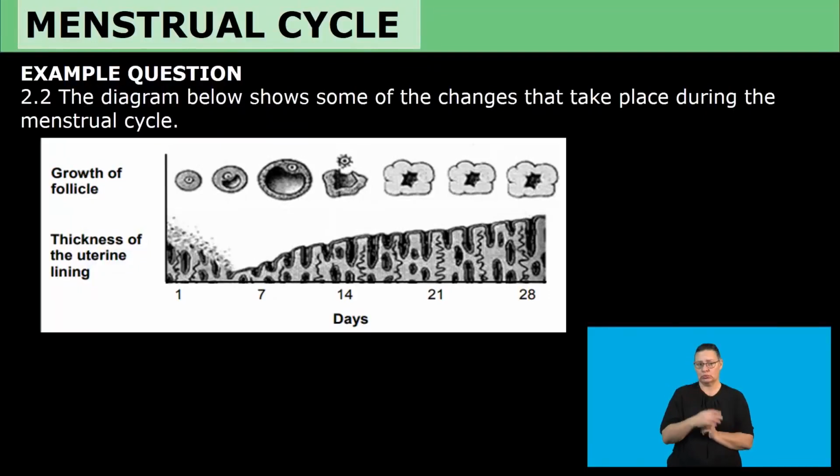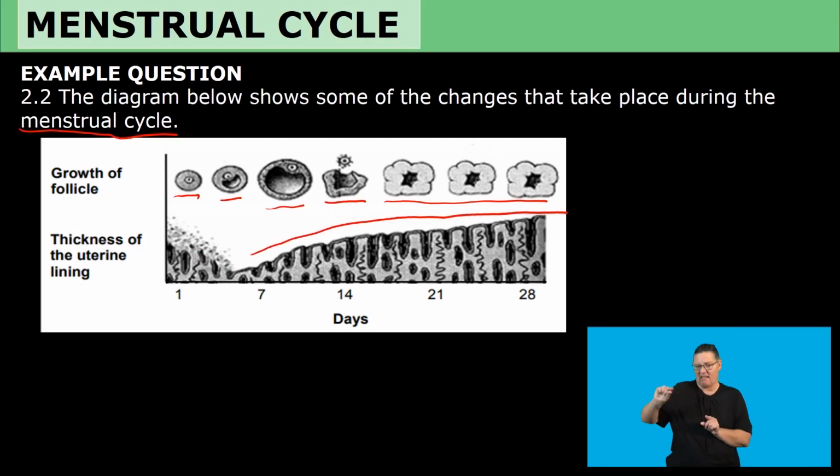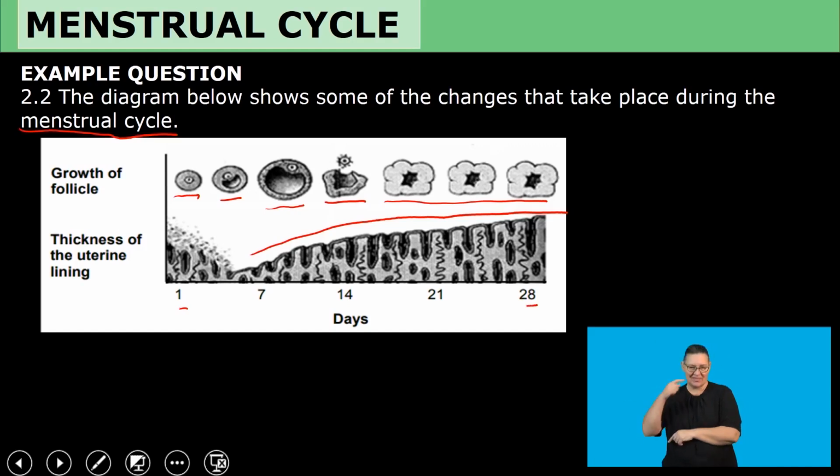We've got an example question. 2.2. The diagram below shows some of the changes that take place during the menstrual cycle. I want us to check this. So we've got our follicles. We have discussed this. That's the Graafian follicle. This is now the ruptured Graafian follicle. And we've got our corpus luteum. We also have got the thickening of the endometrium. You can see that the endometrium is thickened and this is maintained. We also have got the days from day 1 up to day 28 of our menstrual cycle.